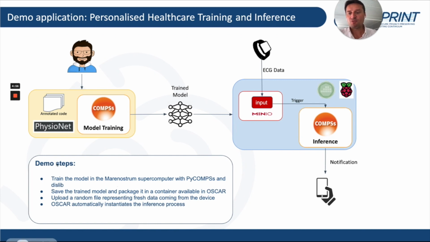The D-Model application is composed of several steps. First of all, we will train the model in the Mare Nostrum supercomputer using PyCOMPSs and DSLib. Then the model will be saved to a binary file to be packaged in a container, then uploaded to OSCAR.